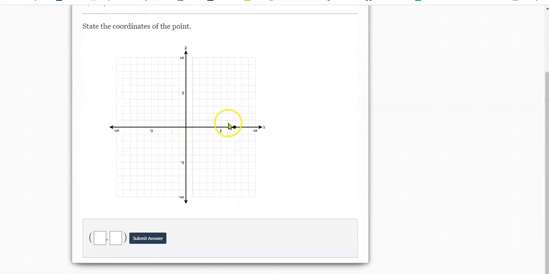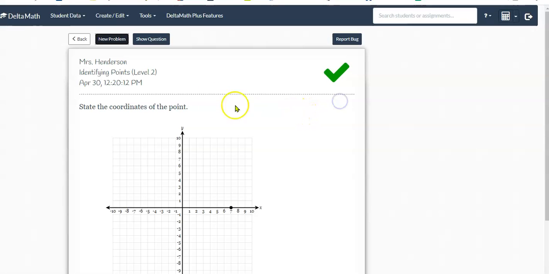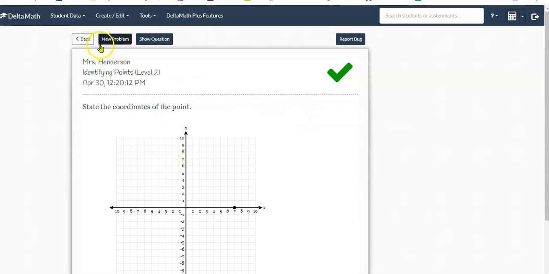This one is also on the axis, but this one moves over to the right 7. So the first number gets a 7, but it doesn't go anywhere up or down. So the second one gets a 0. That's how you identify points.